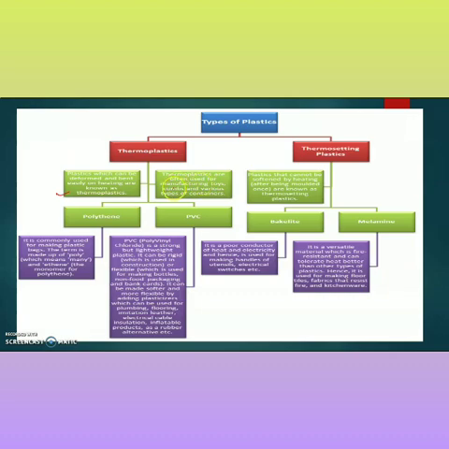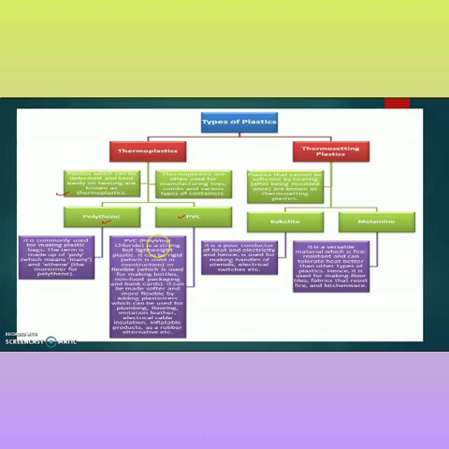Thermoplastics are often used for making toys, combs and various types of containers. Examples are polythene and PVC. Polythene is mainly used for making plastic bags. The term is made from poly, which means many, and ethene, the monomer for polythene.